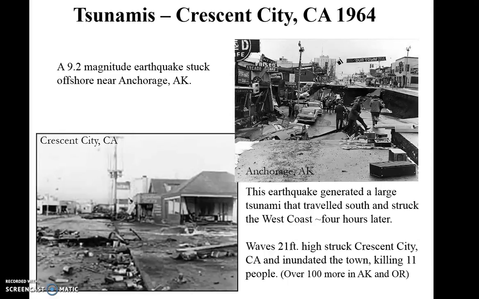And so the waves were 21 feet high, and it struck Crescent City, inundated the town, and killed 11. But over 100 people passed in Anchorage and Oregon. Now, as a result of this particular earthquake, the entire West Coast has a series of tsunami warnings, and particularly looking at Arcata and Eureka, Crescent City, there are now delineated areas for tsunami escape routes. So maps that show you exactly what elevation you're at, what elevation you need to get to when you hear the sirens for tsunami warning.